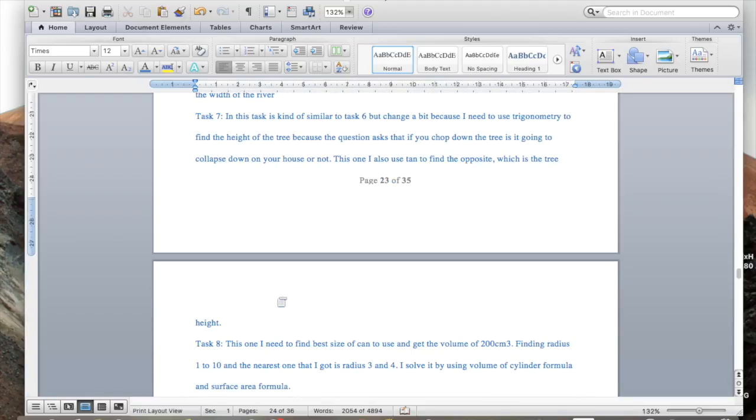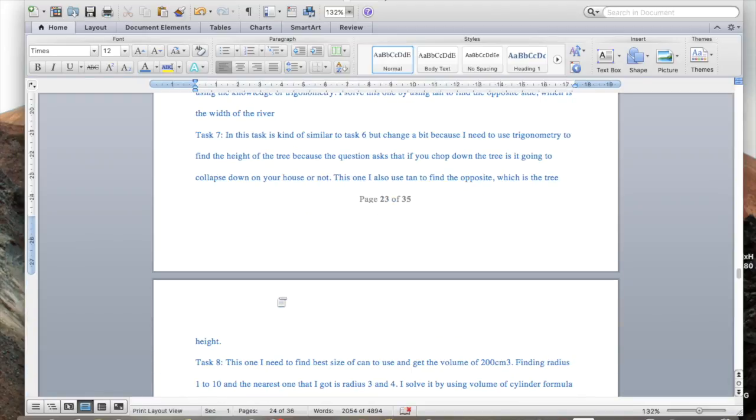And for number 7 and 8, for task 7, it's kind of like number 6 because I need to use trigonometry to find the height of the tree, because the question asks you that.